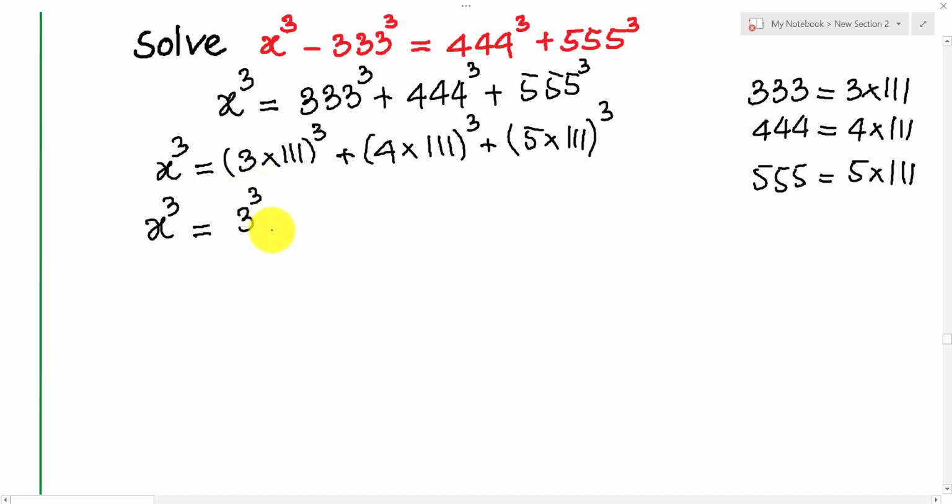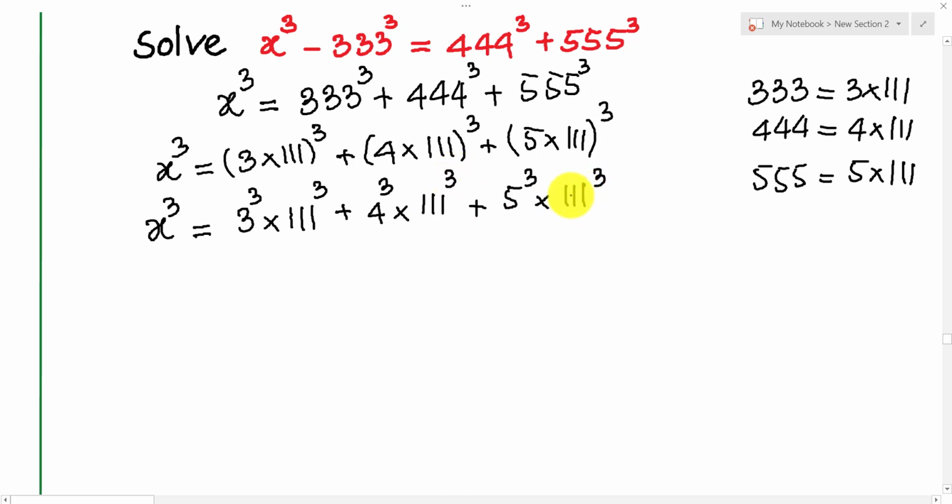3 power 3 multiplied by 111 power 3 plus 4 power 3 multiplied by 111 power 3 plus 5 power 3 multiplied by 111 power 3. You see this 111 power 3 and this 111 power 3 and this 111 power 3. So I can take out the common factor.